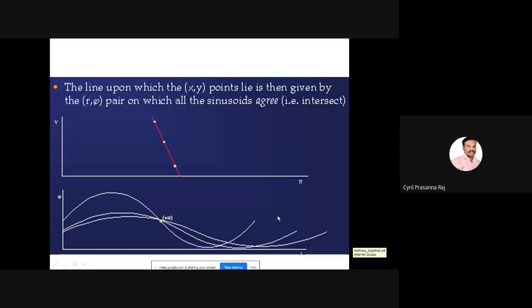So now by understanding the number of sinusoids available in a Hough transform, you will be able to decide what would be the length of the straight line and how many straight lines are available in a given image. Okay, so let us now understand this.